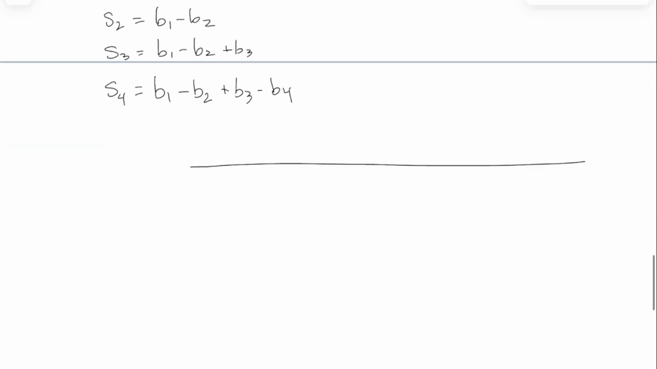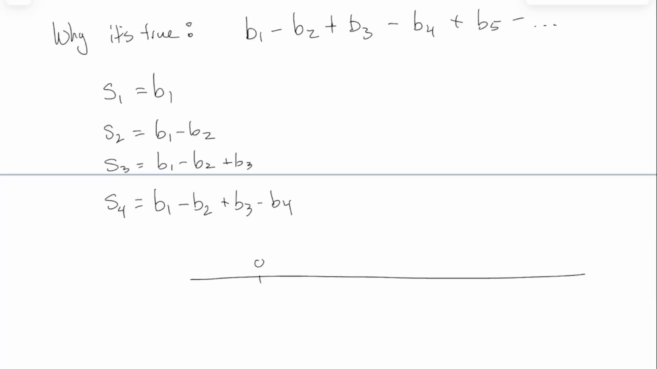This is a picture of the real line. Maybe here's 0, right? And where is S1? S1 would be over here, and actually S1 is equal to B1. And B1 is positive. Let's just say B1 is positive. That's why I put a plus on the first term like that. All right? So S1 would be over here.